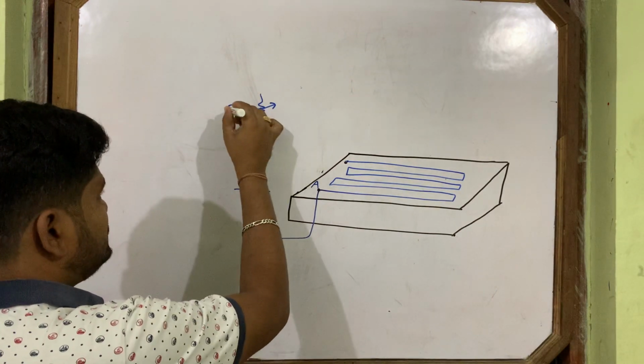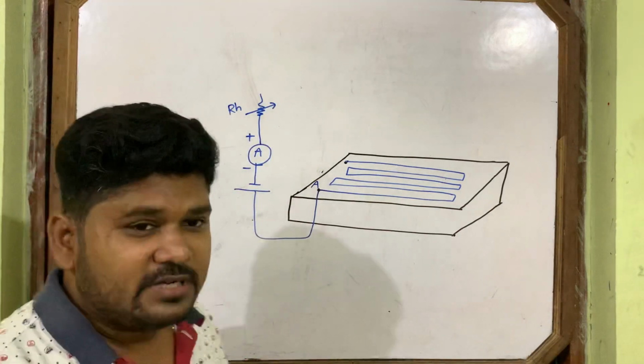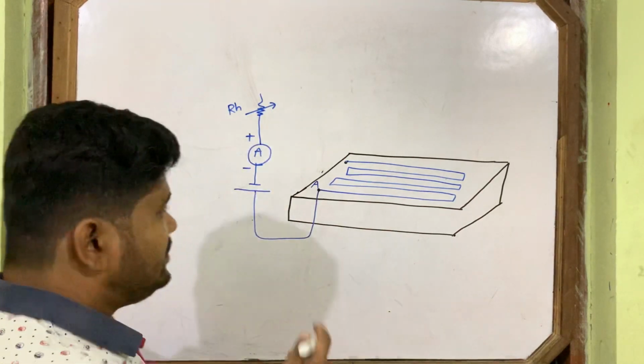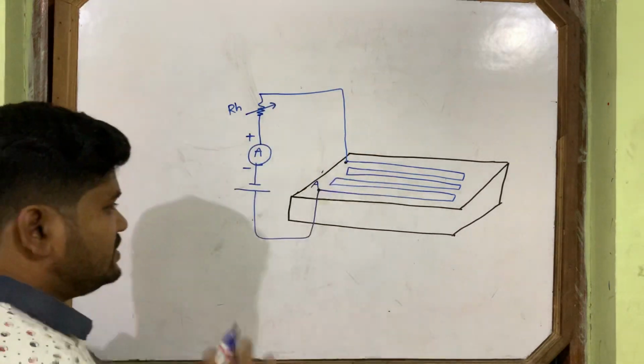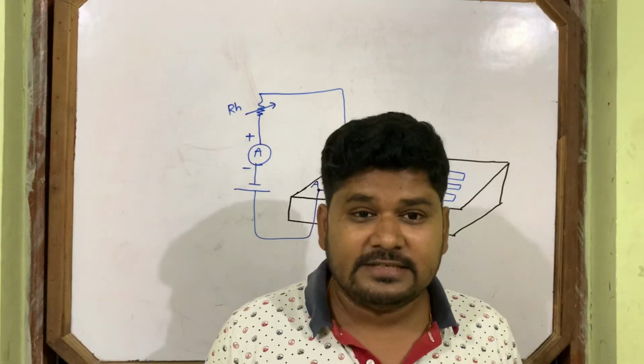Rheostat symbol you can do. This is the easy symbol of rheostat. It's a variable resistor. You can do the rheostat. Okay. So now these are connected to maintain the current in this wire.